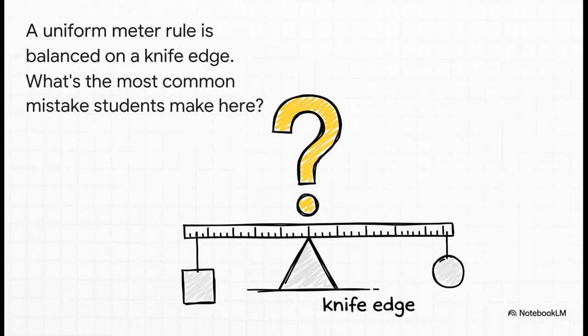Okay, so take a look at this. It's a classic exam problem, right? You've got a meter rule, a knife edge pivot, some weights hanging off it. Pretty standard stuff. But I want you to zoom in on two little words in the question. Uniform meter rule. It sounds so simple, but believe me, those two words are the absolute key to everything.